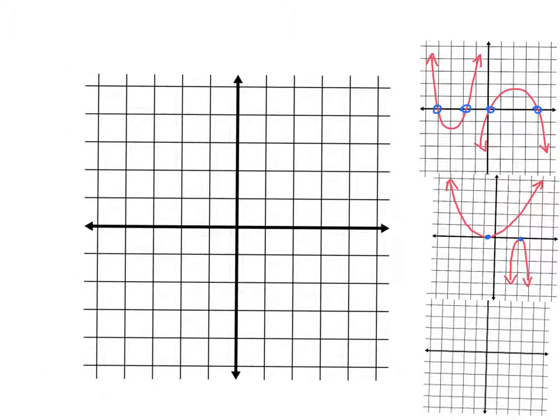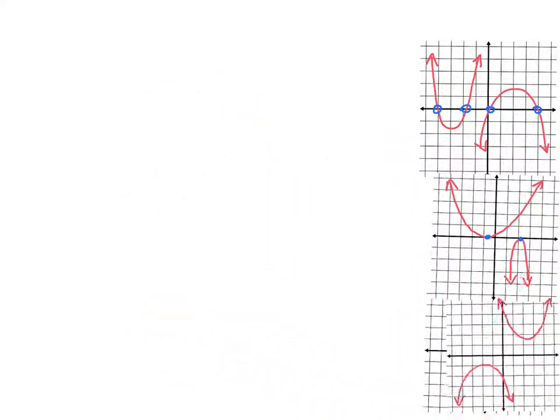And finally, as we're looking at this, we could have a third option. That is some graph that never actually touches our x-axis, in which case there's no root. So those are our three possible options.